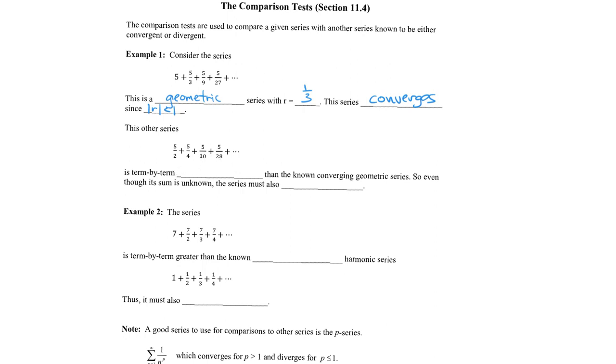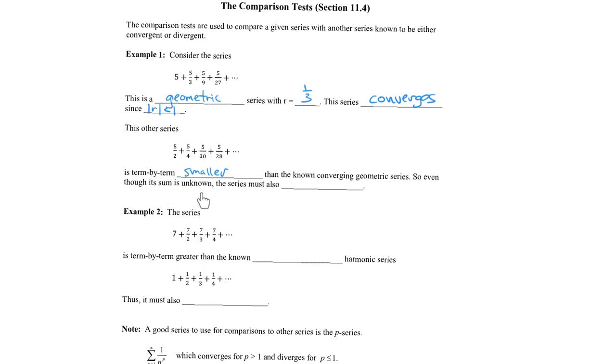Well, this is term by term smaller than the known converging geometric series. So if I compare these two, there's 5 halves. 5 halves is smaller. 5/3, 5/4. 5/4 is smaller, right? Because the denominator is bigger. 5/9 and 5/10. 5/10 is smaller. So every term here is smaller, term by term, than each term here.